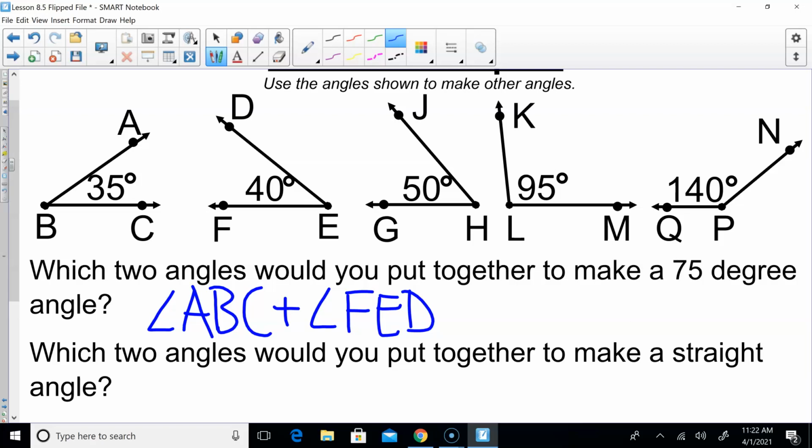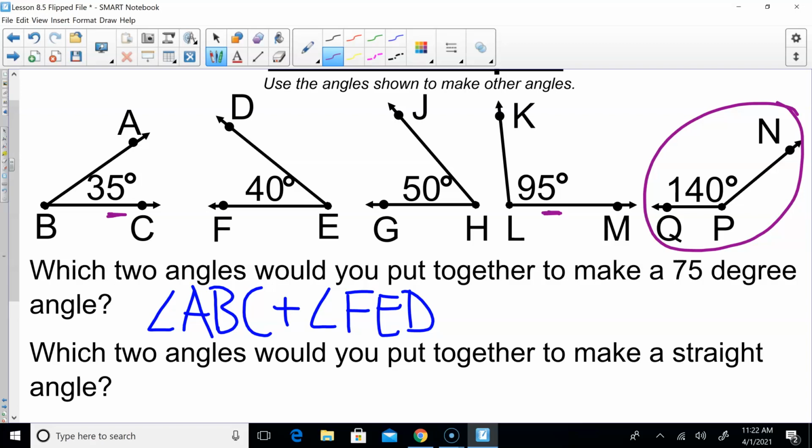Well, remember a straight angle is 180 degrees. So if I start to do some combinations, I know the 5, well, it ends in a 5. The only thing to make it to a 0 would be this 5. And that would only be 130, so that's not enough. So I'm going to take my biggest angle, because I know I got to get up to 180.